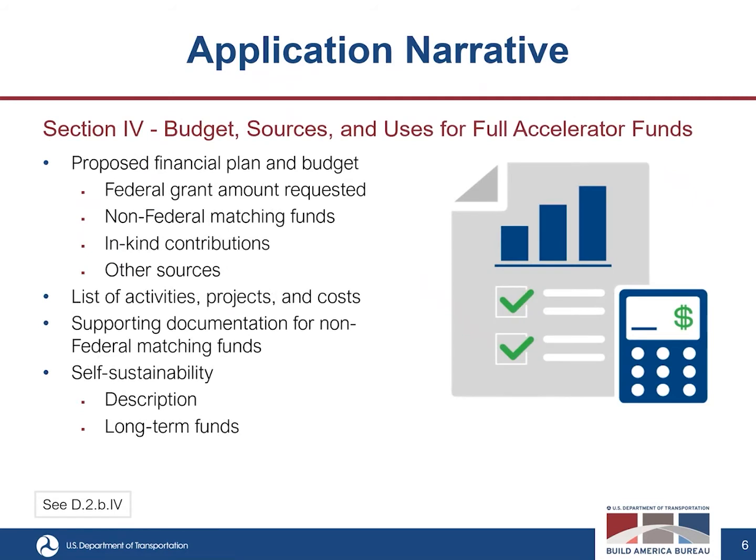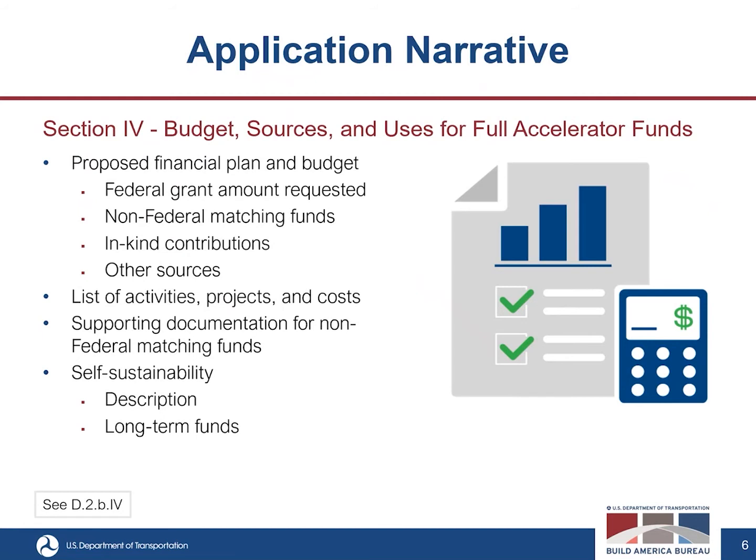Section 4. In this section, the applicant should provide information about budget, sources, and uses for full funding of the accelerator. Such information would include an outline of the proposed financial plan and budget to include federal grant amount requested, non-federal matching funds if applicable, in-kind contributions if applicable, or any other sources of funds being proposed to help deliver the Regional Infrastructure Accelerator program. The budget information should include a list of activities and projects as well as associated costs of the proposed Regional Infrastructure Accelerator.